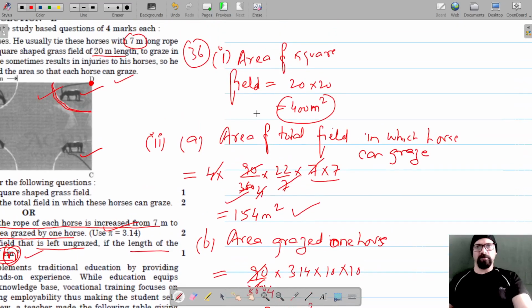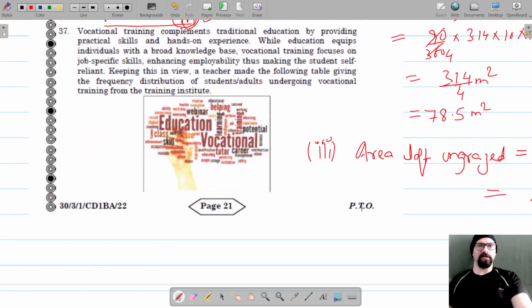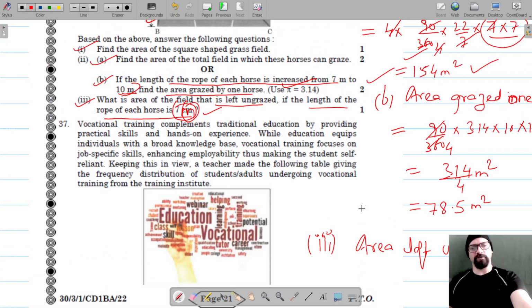So the total area of the field was 400, and the area of the field the horse can graze with the length of 7 meters is 154. So this is 400 minus 154. 10 minus 4 is 6, 9 minus 5 is 4, and 3 minus 1 is 2, so 246. 246 meters square is the area left ungrazed. Let's move on to question number 37.